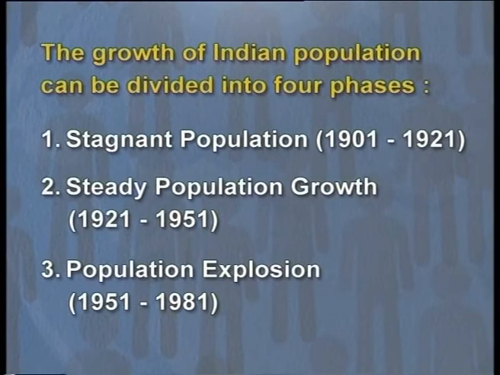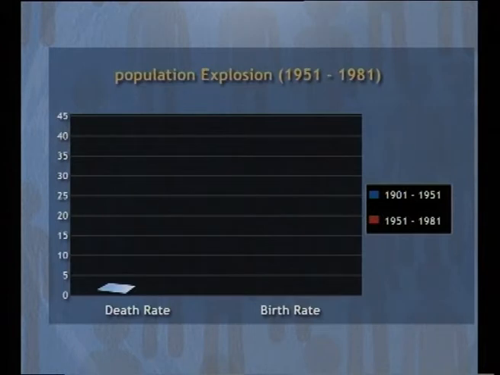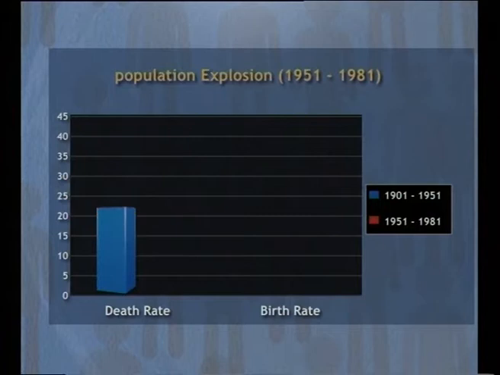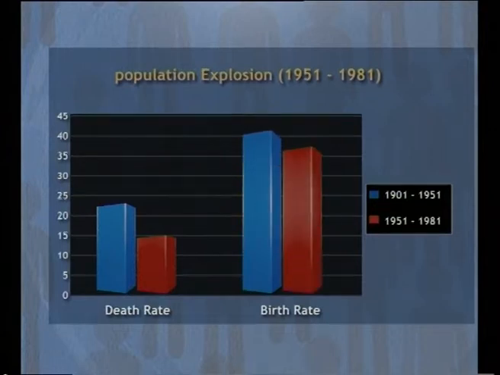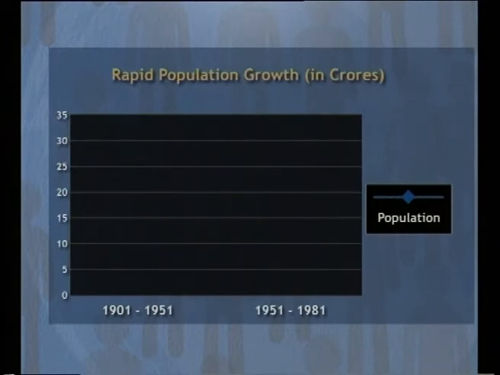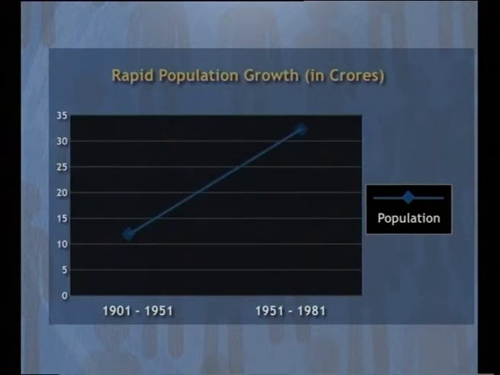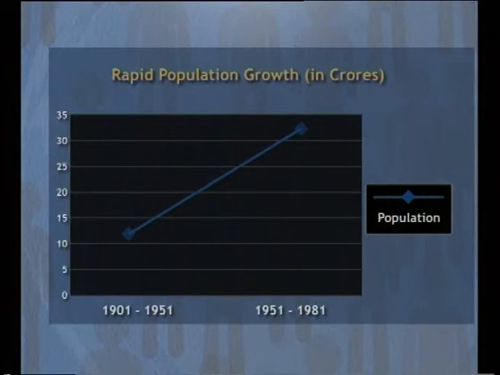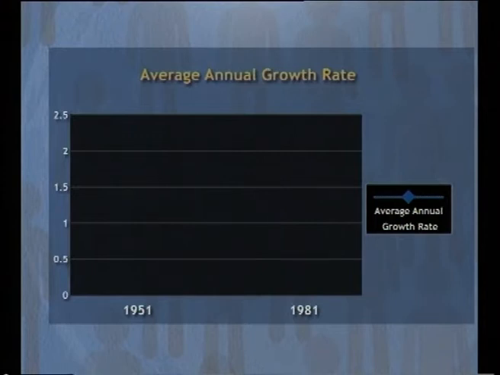Now we have a third stage which is popularly known as population explosion, and this is the period between 1951 to 1981. Thanks to improved medical facilities, which has resulted in decline in death rate from 22.8% to 15% and birth rate from 41.7% to 37.2% over the period, which paved the way for population explosion in India. This phase recorded a rapid population growth. The population has increased by 32.5 crores as against 12 crores during the period from 1901 to 1951. In terms of average annual growth rate, the growth rate of population increased from 1.25% to 2.2% in the year 1981.